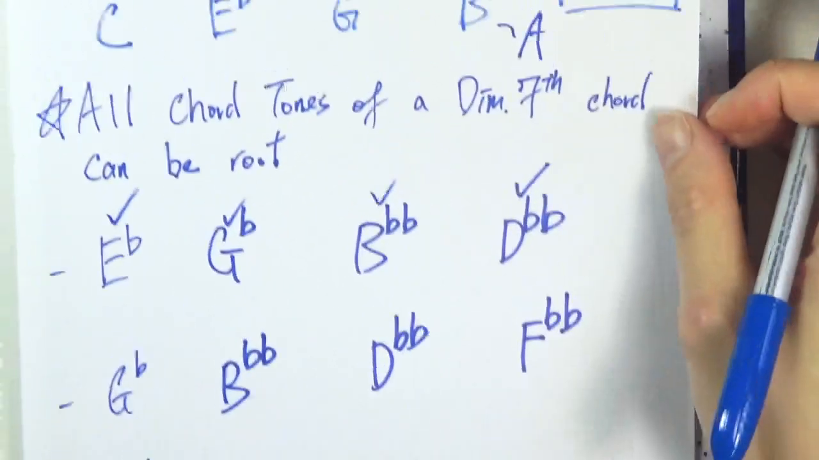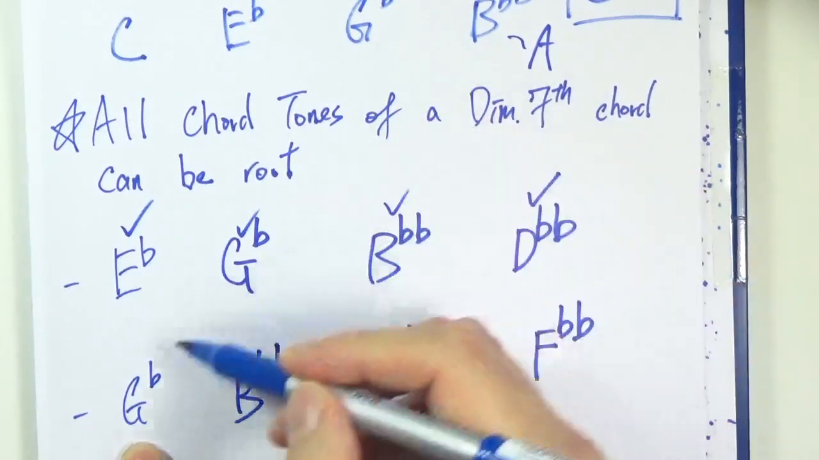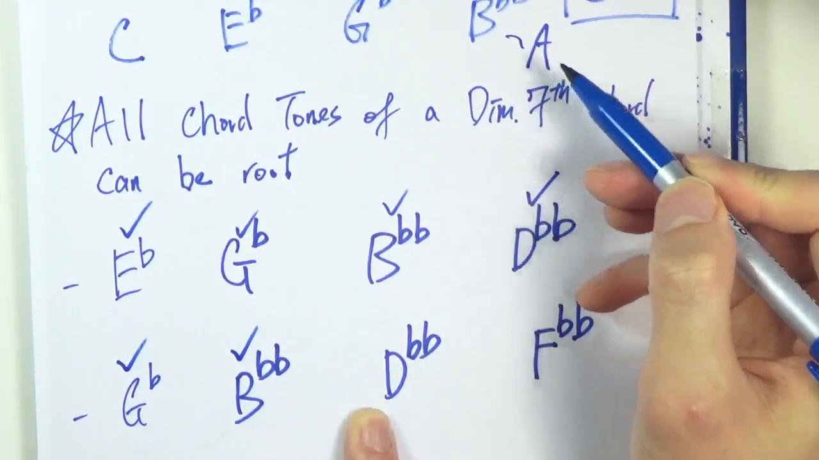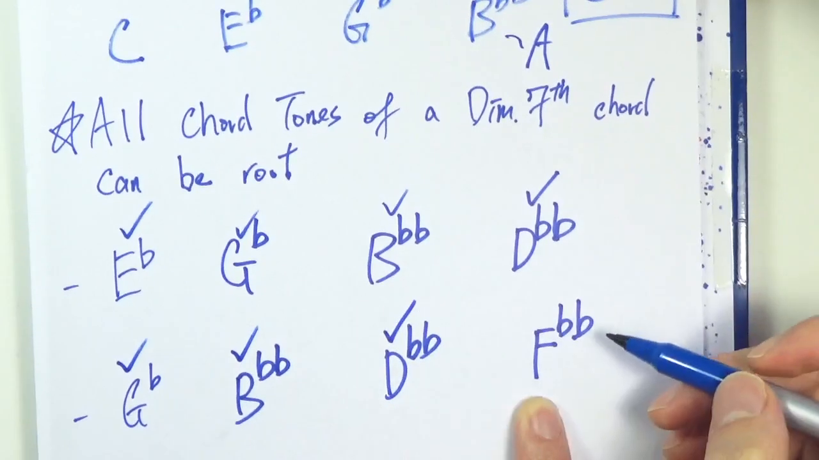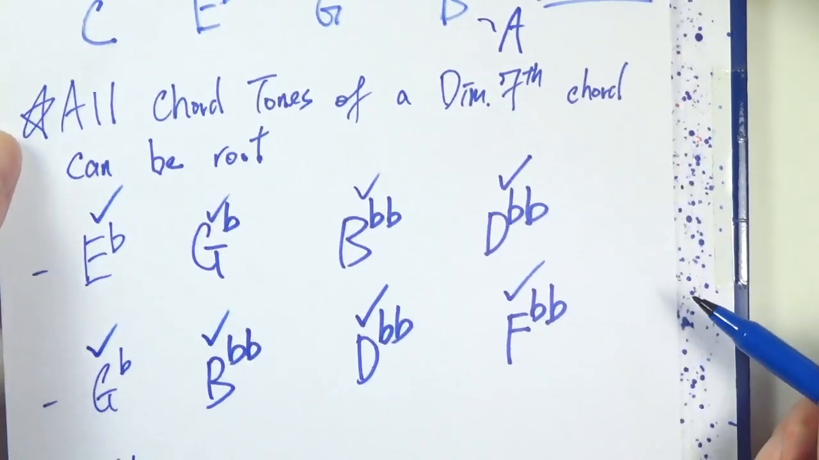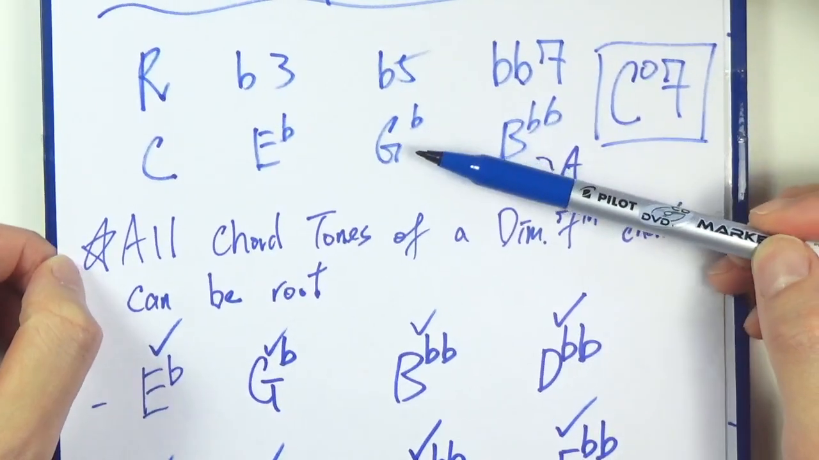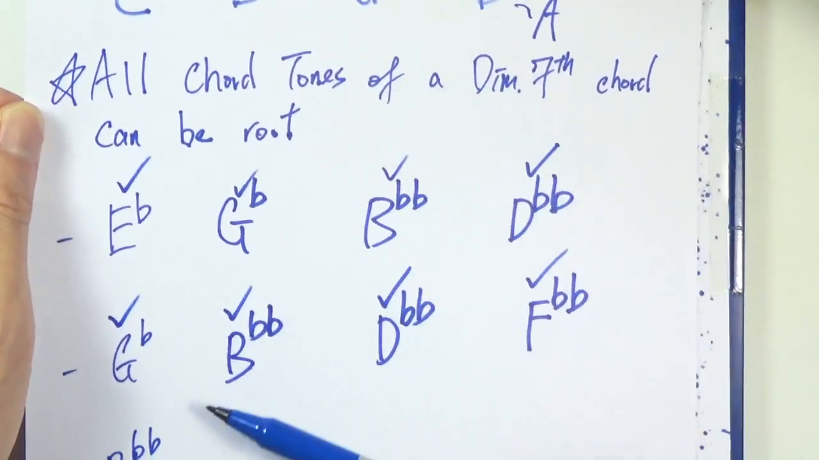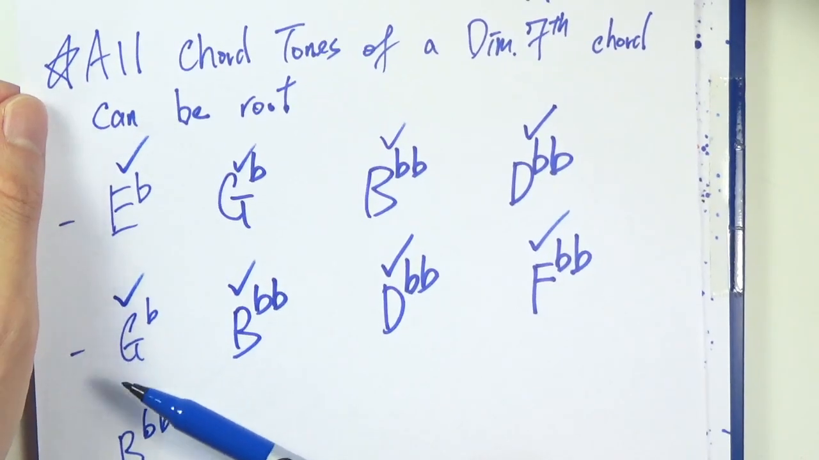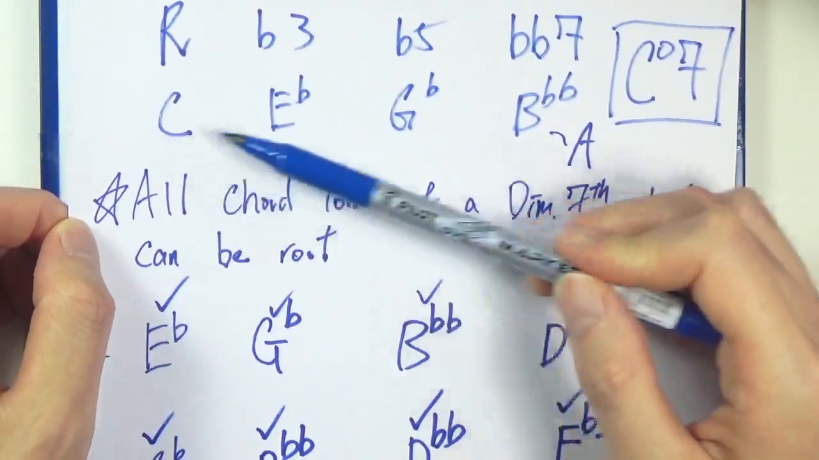Let's see again. So G flat, check. B double flat, check. D double flat is just C, check. F double flat is just E flat, right? So check. Okay, so you see again, this time we're starting out with G flat. We build a diminished 7th chord out of it. And it turns out again we have the same 4 chord tones.